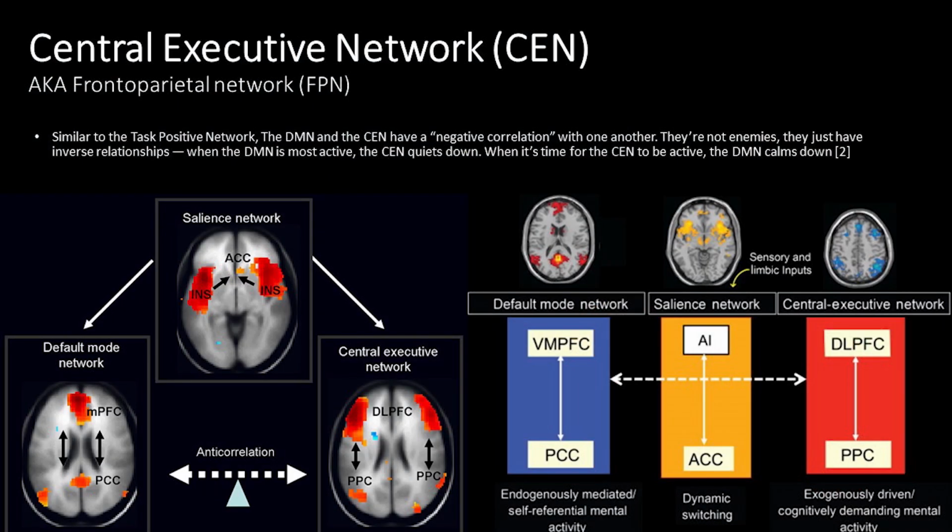Similar to the task-positive network, the DMN and the CEN have a negative correlation with one another. They're not enemies, they just have inverse relationships. So when the DMN is most active, the CEN quietens down, and when it's time for the CEN to be active, the DMN calms down. And we can see in this image that the Salience network is a dynamic switcher between the two: between self-referential mental activity, being the default mode network, and cognitively demanding mental activity, which is the central executive network.